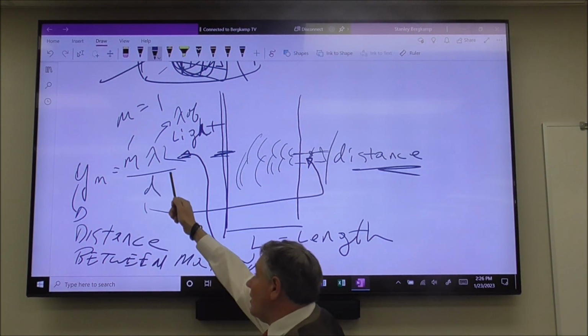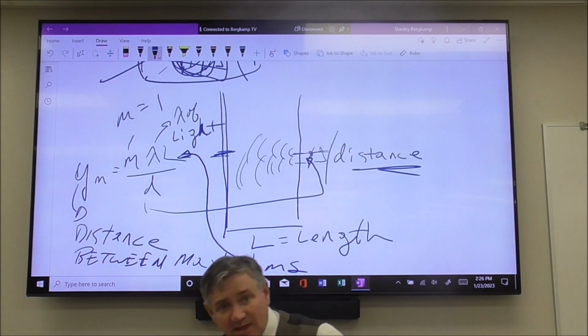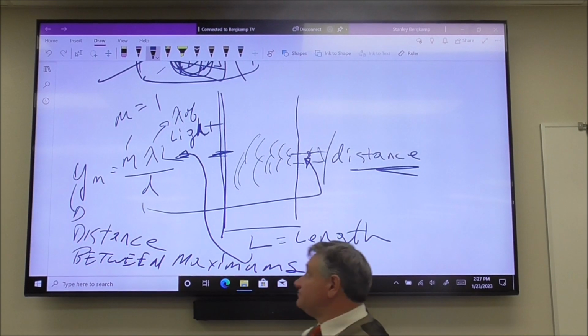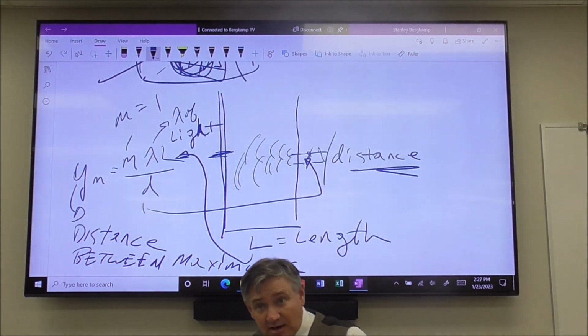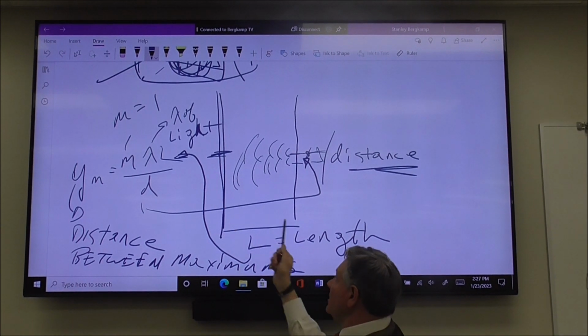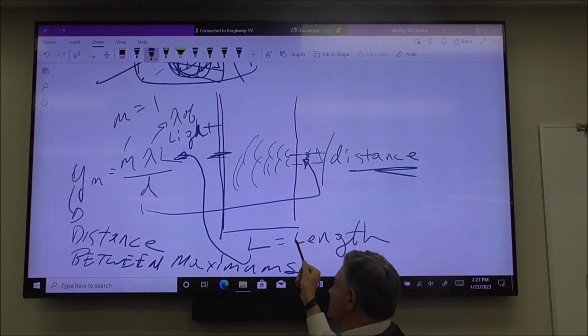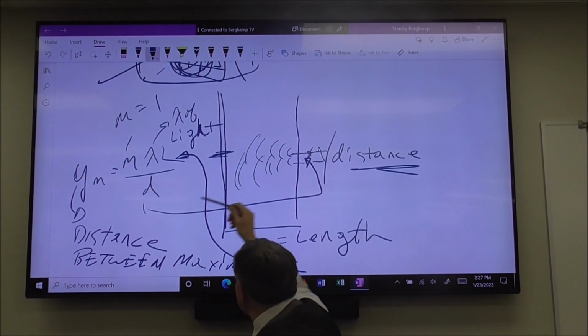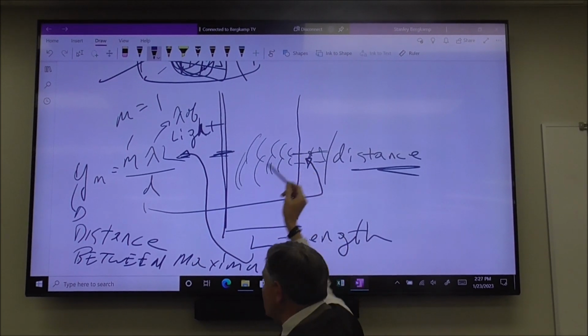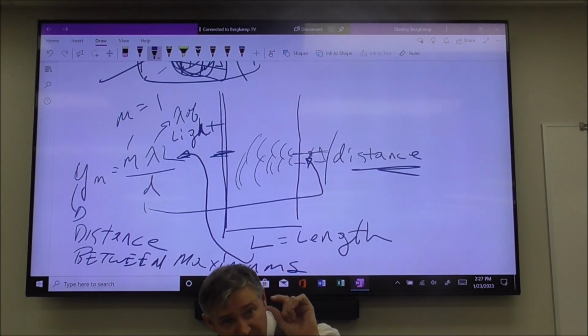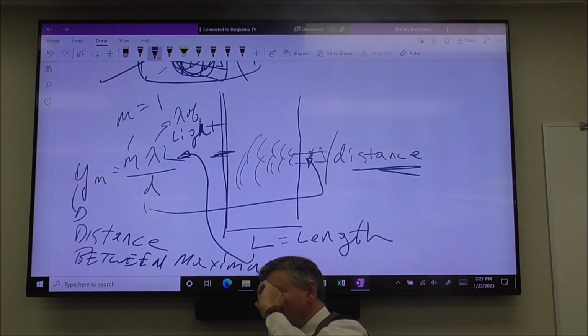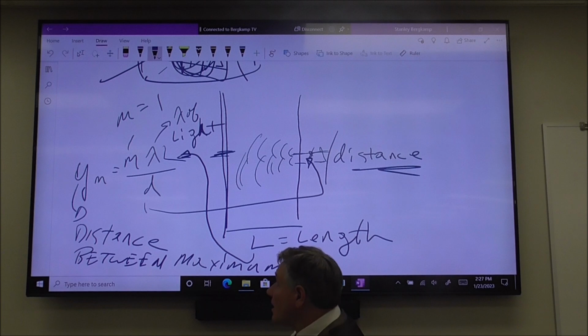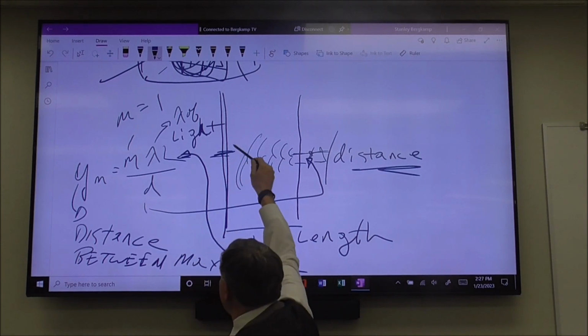Now, lambda is the wavelength of whatever that light is, or sound, it could be sound as well. L is the distance from the screen to the board, and D is the distance between the slots in the material. And then this is going to get you how far apart these are.